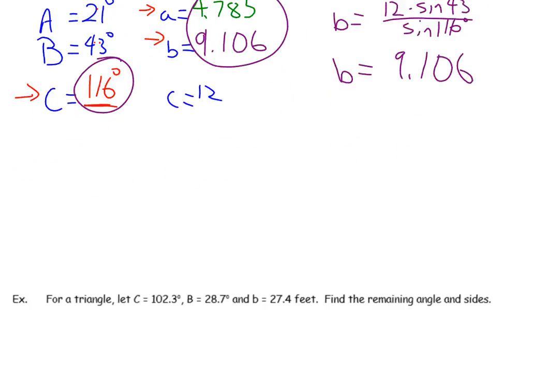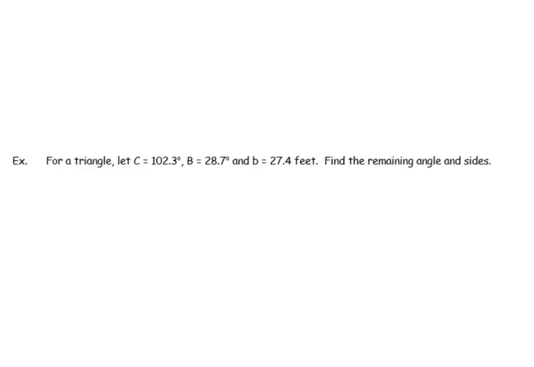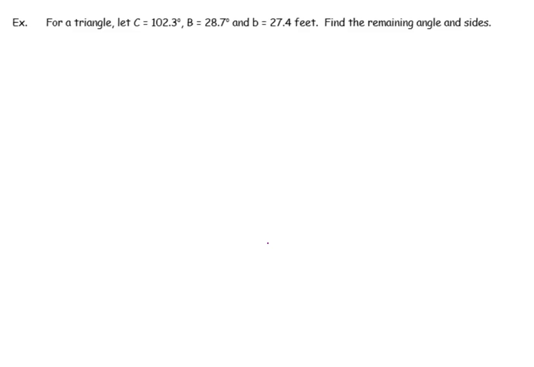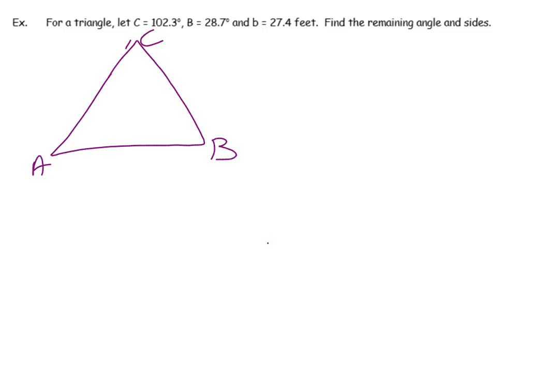Let's do it one more time. Ready? Let's look at this example. I'm told for a triangle that I'm given angle C's value to be 102.3, angle B is 28.7 degrees, and side b is 27.4 feet. All right? So, again, let's draw a little triangle out here. Here's A, here's B, and here's C. And again, it doesn't matter how you draw your triangle. You just have to make sure and fill in the numbers the right way.